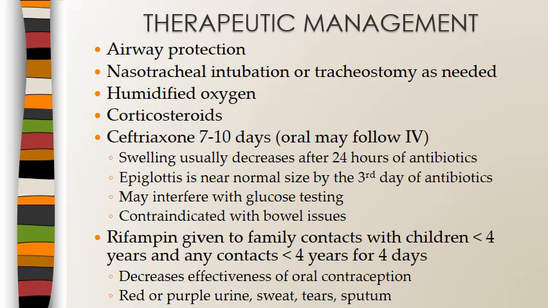What we need to educate families about, especially adults, is that rifampin does decrease the effectiveness of oral contraception. So anybody who is taking that medication and is on any type of oral contraception should use an alternative form of contraception. And the other thing we need to educate our families about is that this medication can make your urine red or purple in color, as well as your sweat, your tears, and your sputum.